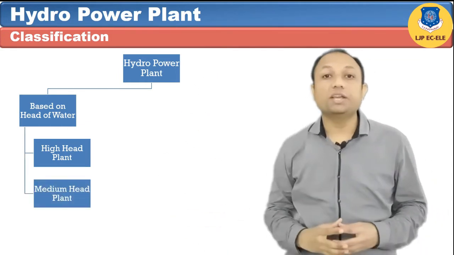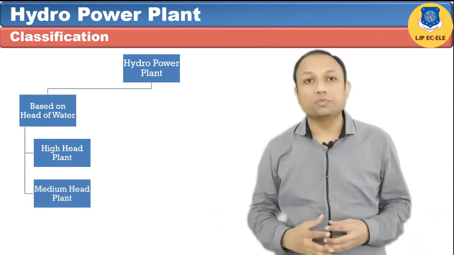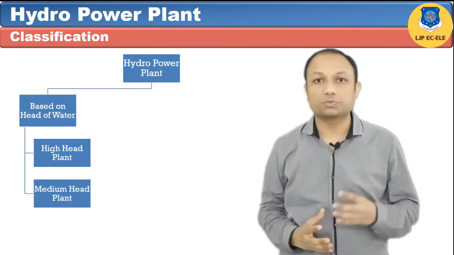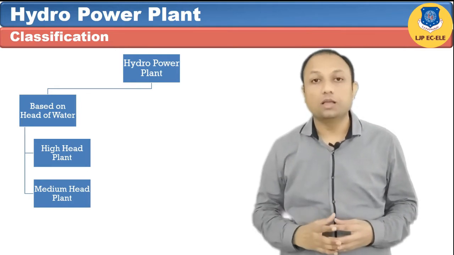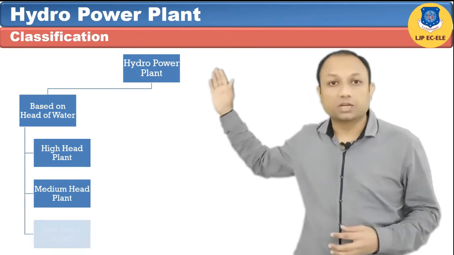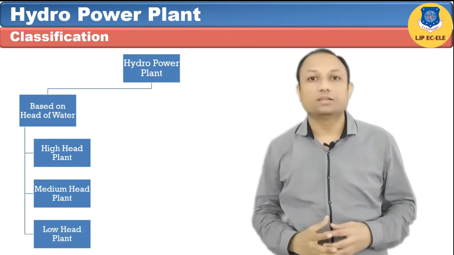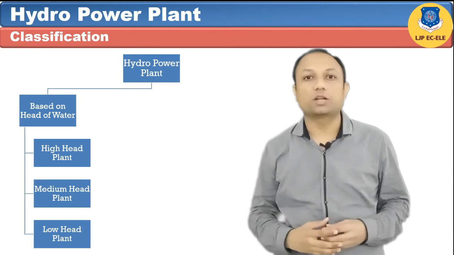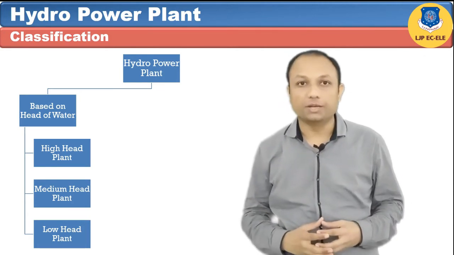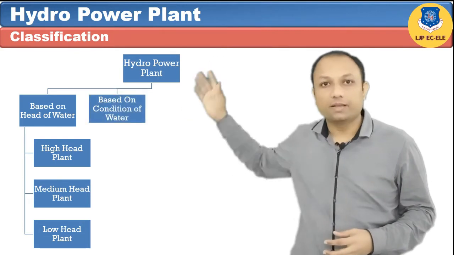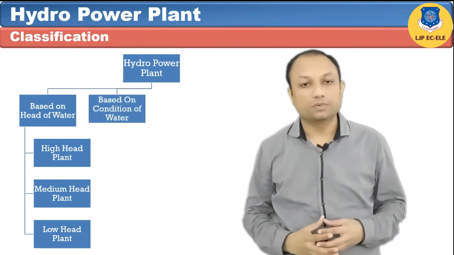Second, medium head plant. The plant in which the head of water is between 60 meter and 300 meter is called the medium head plant. Third, low head plant. The plant in which the head of water is less than 60 meter is called the low head plant. Second, based on the condition of water.